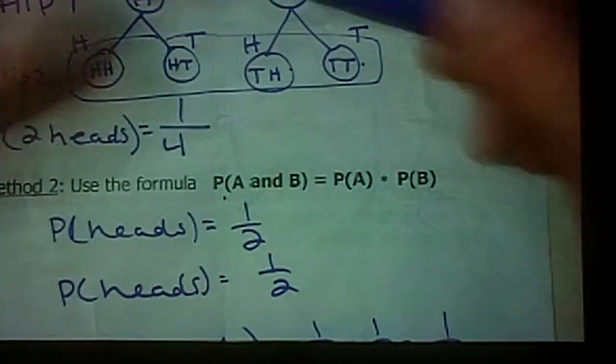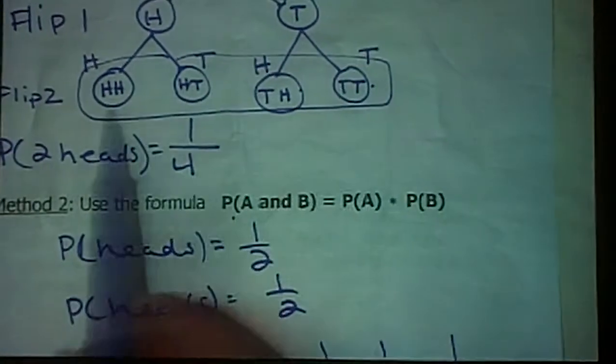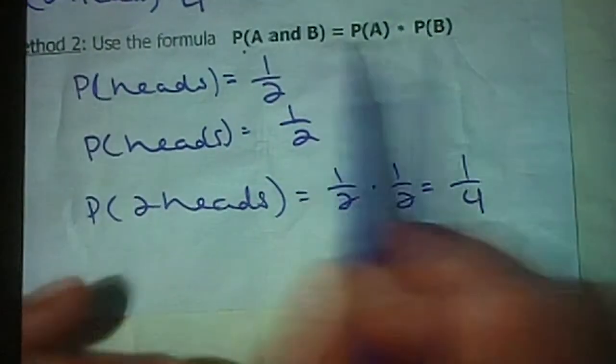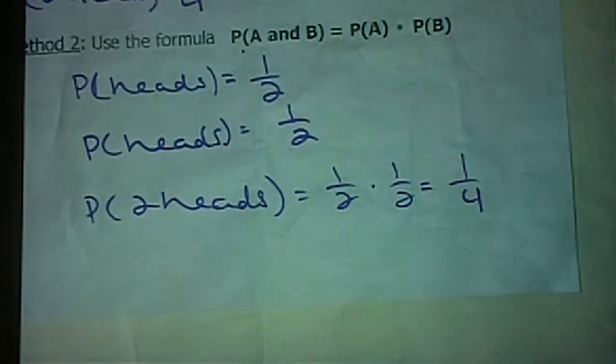So the choice is yours. You can make a tree diagram. You can look at all the outcomes that are going to take place. It's lovely for visual learners. Or we can just say, okay, the probability of the first event is this, the probability of the second event is this, multiply them together. All right, turn your paper over.